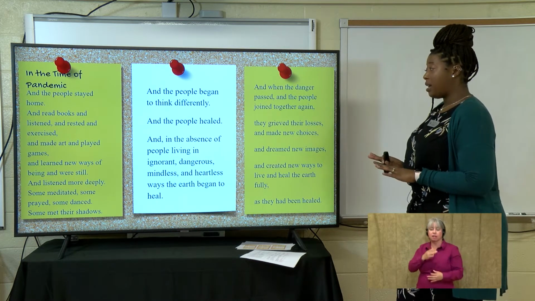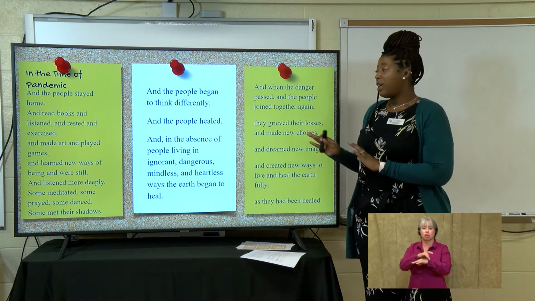Now there's a lot to unpack there, but what do you think the author is saying in this section of the poem?